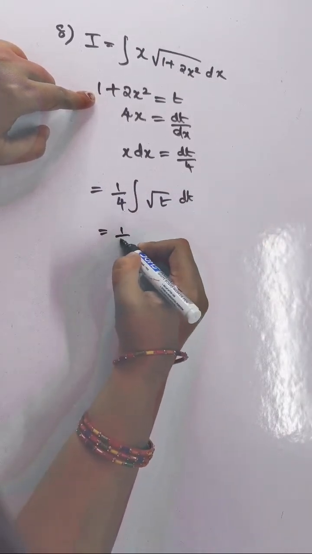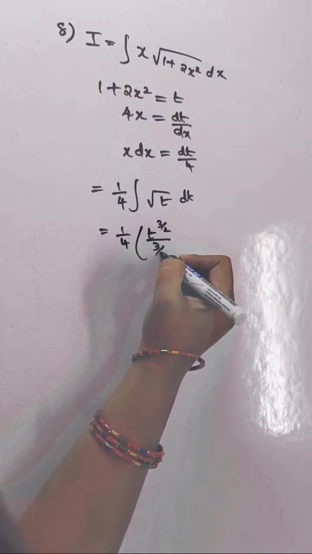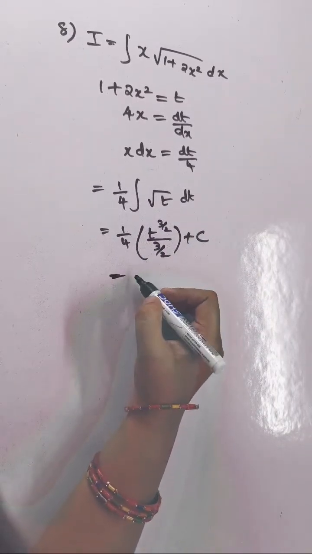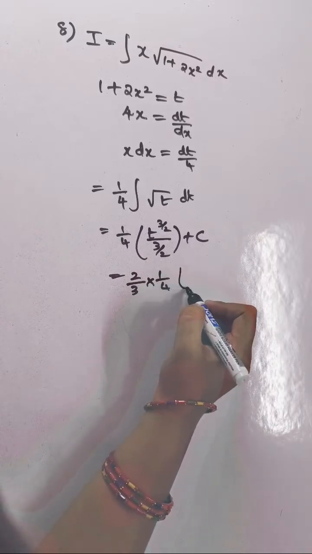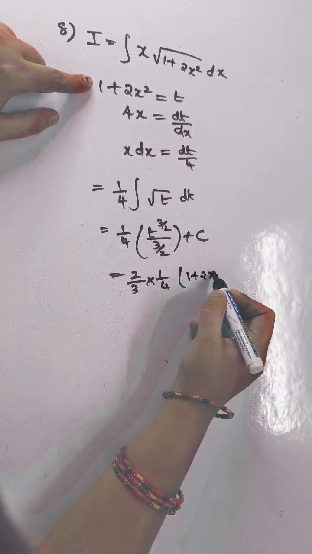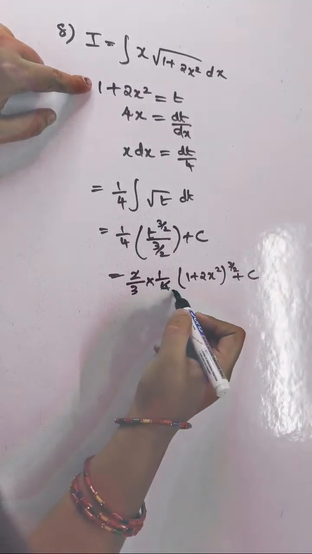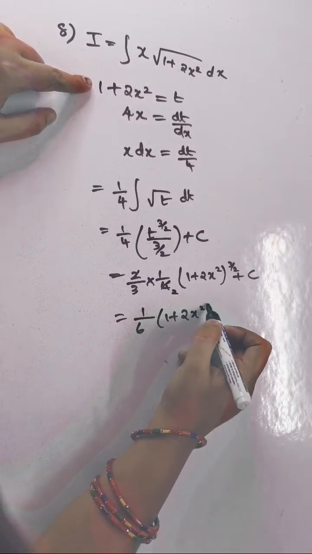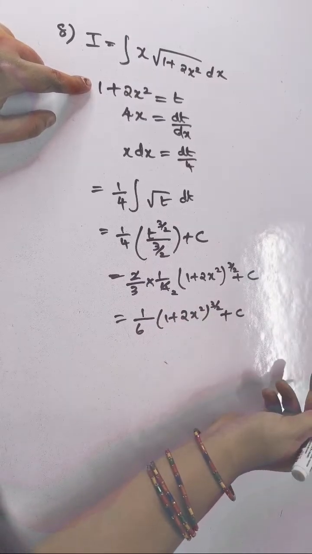Now integration of t power half is t power 3 by 2 by 3 by 2 plus c. And this 3 by 2 can be written as 2 by 3. 1 by 4 already you have, and t replace whatever you have taken: 1 plus 2x square the whole power 3 by 2 plus c. So 2 and 4 get cancelled. You will get 1 by 6 into 1 plus 2x square the whole power 3 by 2 plus c. That's all.